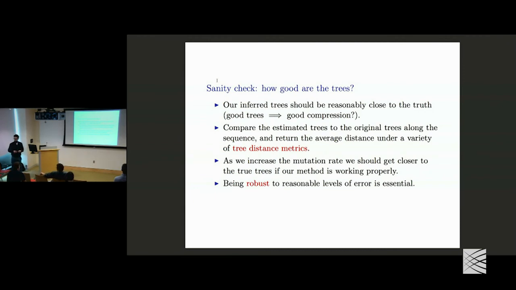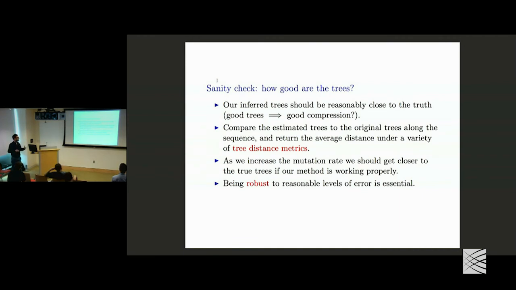But as Nick said, if you don't really care about the population genetics underlying your... In principle, is this necessary? Well, I think it's a good idea to make sure it's not completely wrong, right? If it's getting completely mad trees, then it's very unlikely that it's going to do good compression.